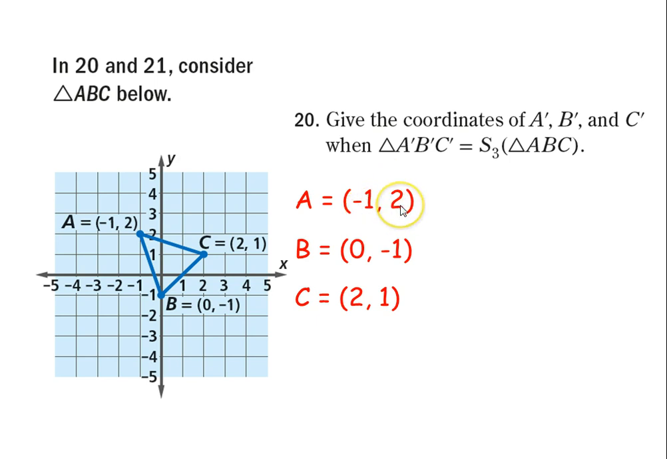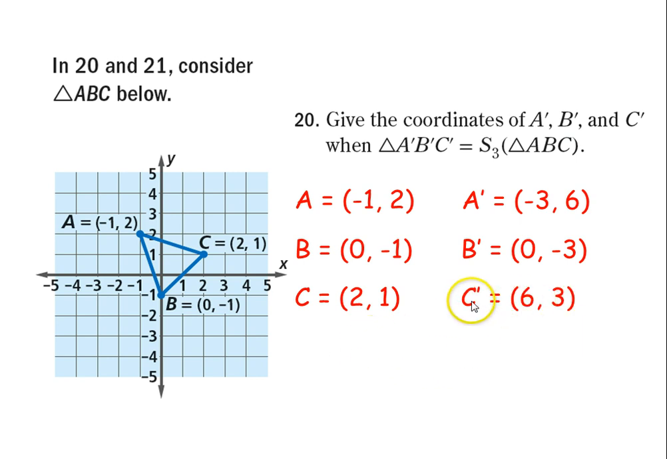So when we take point A and multiply each coordinate by 3, A becomes A prime, which is negative 3, 6. And negative 3 comes from negative 1 times 3 is negative 3, and 2 times 3 is 6. B becomes 0, negative 3, because 0 times 3 is 0 and negative 1 times 3 is negative 3. And for point C, we get C prime, which is 6, 3, because 2 times 3 is 6 and 1 times 3 is 3.